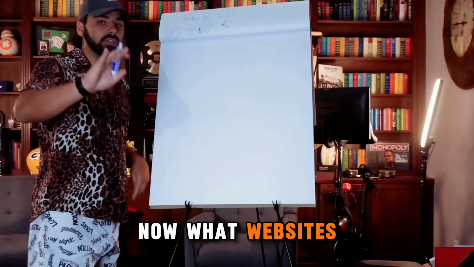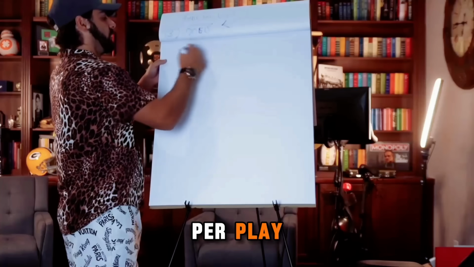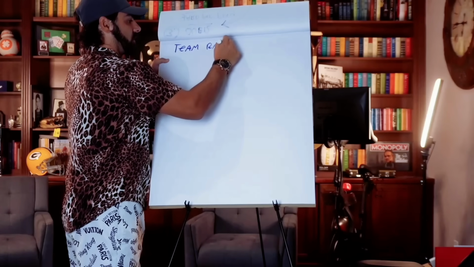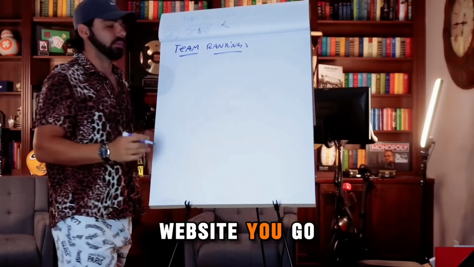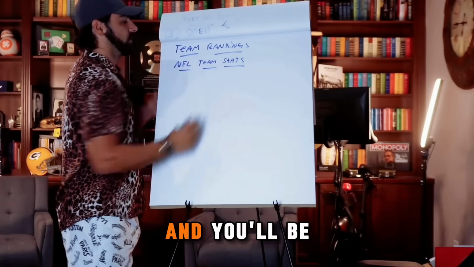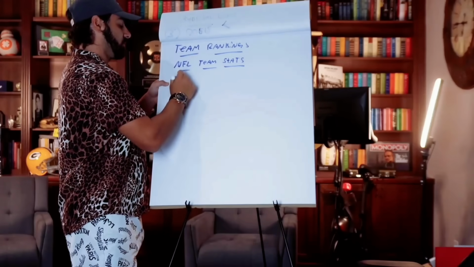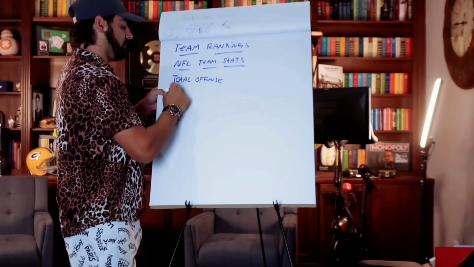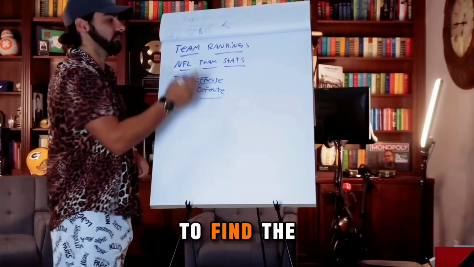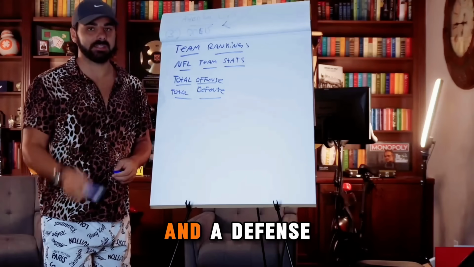Now, what websites do you find this type of information? If you want the offensive and defensive yards per play, the easiest way to find that is going to Team Rankings. Okay, that's a website. You'll go to Team Rankings, you'll go to NFL Team Stats, and you'll be able to find all the stuff that you need. Where you want to look under there is total offense and total defense. That's exactly the steps that you'll take on that website to find the yards per play for an offense and a defense.